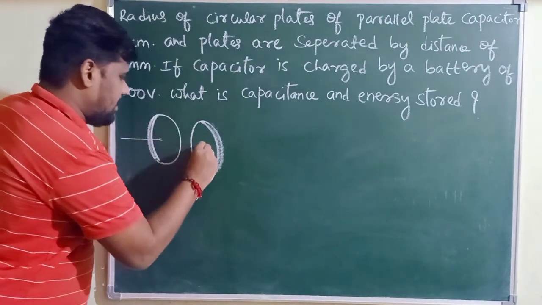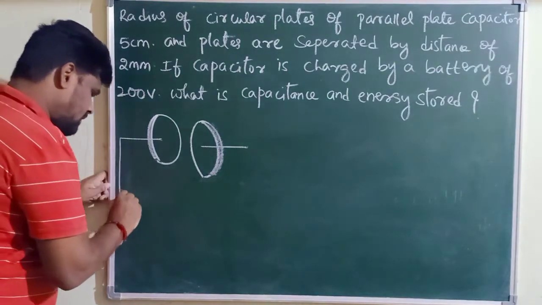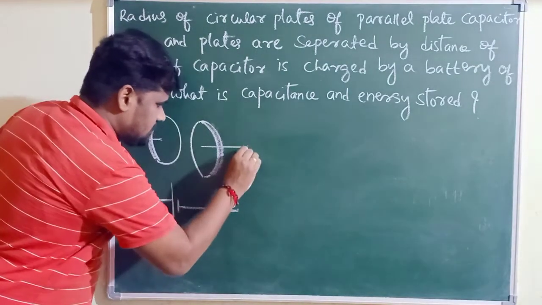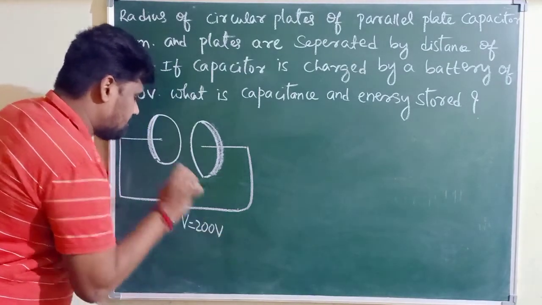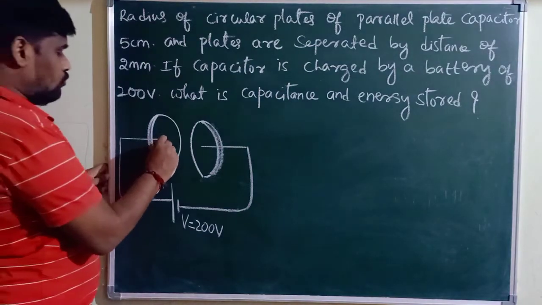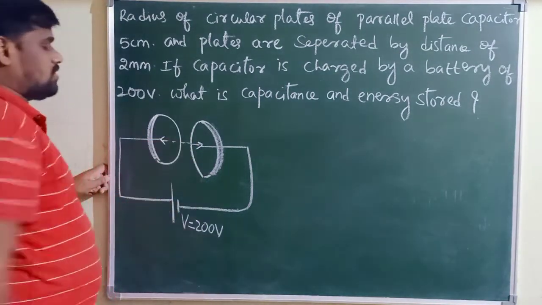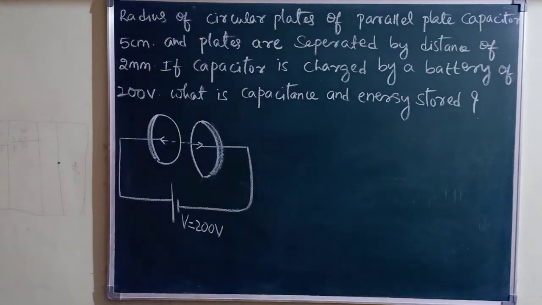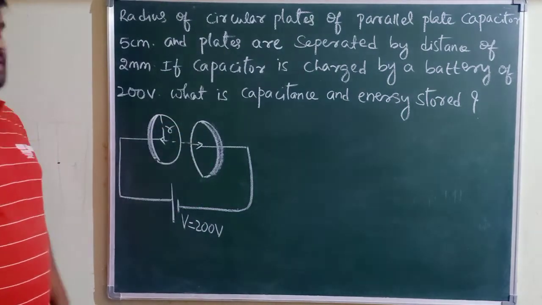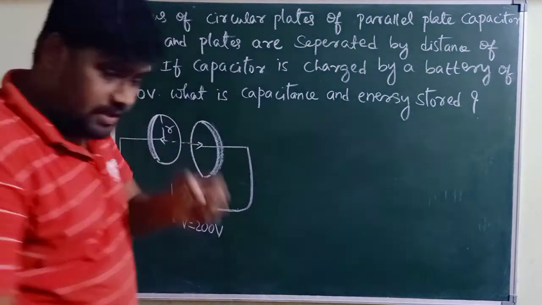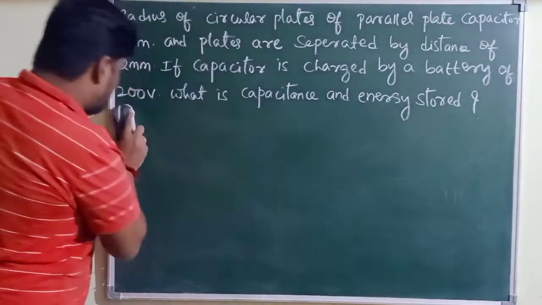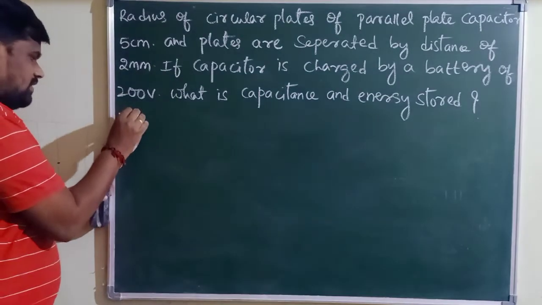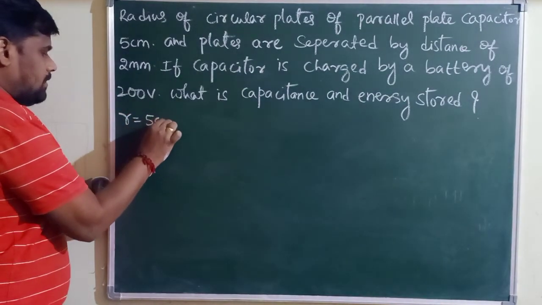across these two plates, they are connecting a battery. A potential difference of 200 volt is applied. These two plates are separated by a distance of 2 millimeter, and the radius of the plates is given. Let me write all the given values here. The radius of each plate of the parallel plate capacitor is 5 centimeter.